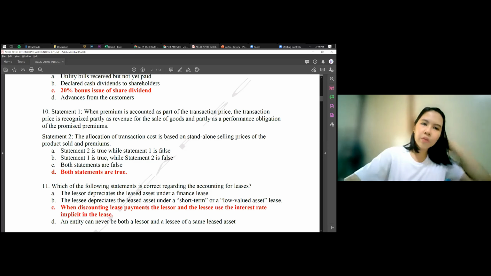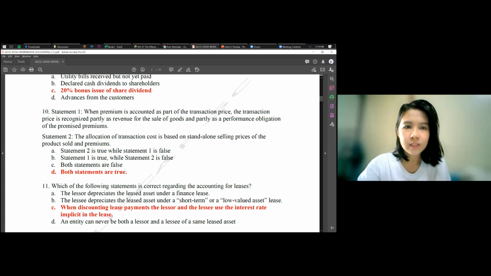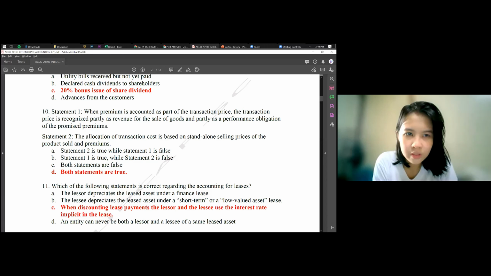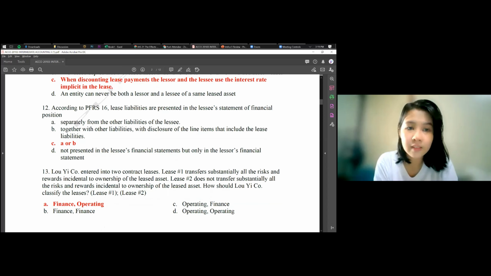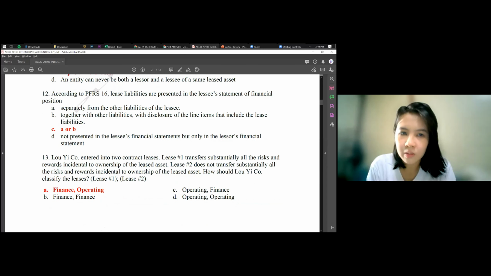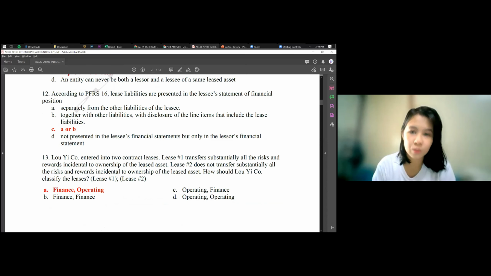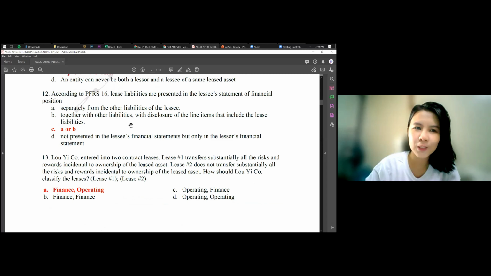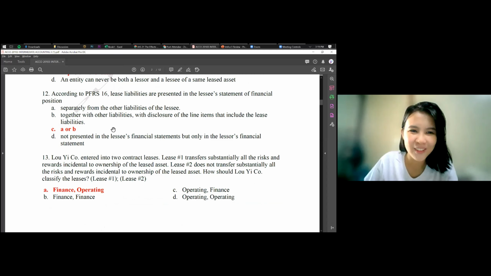For number 12, according to IFRS or PFRS 16, these liabilities are presented in the lessee statement of financial position separately from other liabilities of the lessee. Yes. Actually, it is more prescribed to present it separately. Or B, together with other liabilities with disclosure of the line items that include the lease liabilities. So yes, it can also be included in other liabilities, but you need to disclose the line items included there. It's expressly stated in the module too. So I hope this is something that you know already.